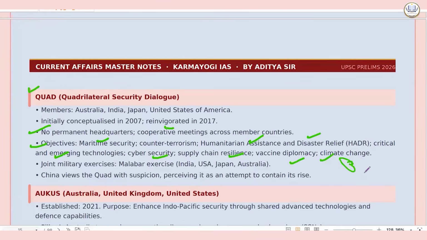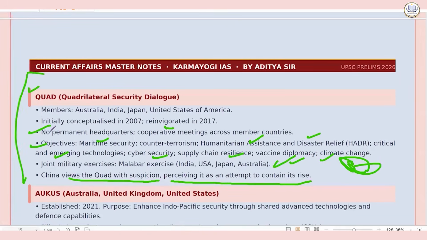There is a joint military exercise like the Malabar exercise. India, USA, Japan, and Australia participate in it. China views the Quad with suspicion, perceiving it as an attempt to contain its rise.